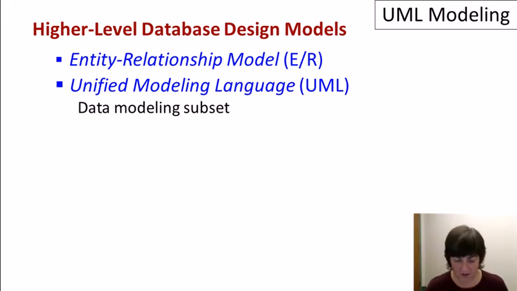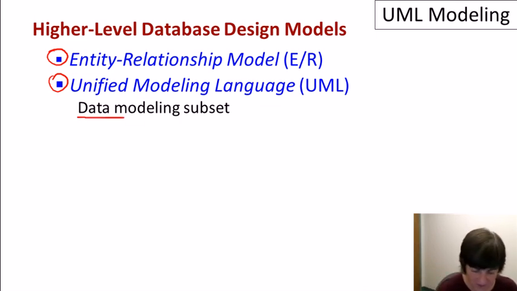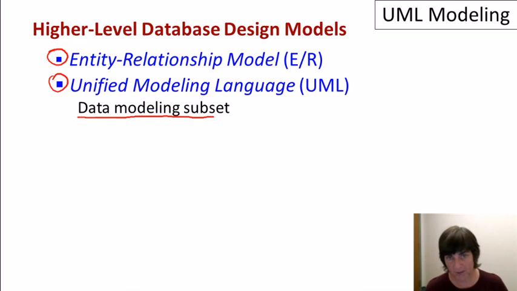So what are these higher level models? Historically, for decades in fact, the entity relationship model, also known as the ER model, was a very popular one. But more recently, the Unified Modeling Language has become popular for higher level database design. The Unified Modeling Language is actually a very large language, not just for database design, but also for designing programs. So what we're going to look at is the data modeling subset of UML.